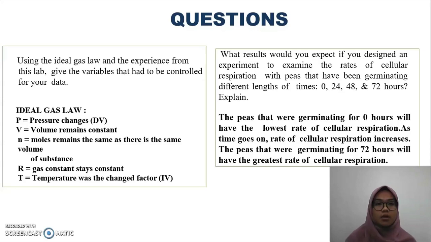The second one is, what result would you expect if you design an experiment to examine the rates of cellular respiration with peas that have been germinating for different lengths of time, 0, 24, 48, and 72 hours. The peas that were germinating for 0 hours will have the lowest rate of cellular respiration. As time goes on, the rate of cellular respiration increases. The peas that were germinating for 72 hours will have the greatest rate of cellular respiration.